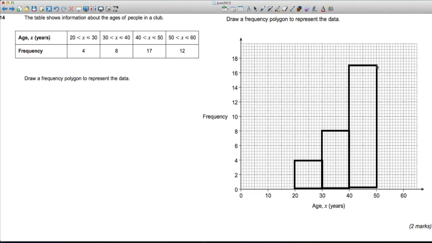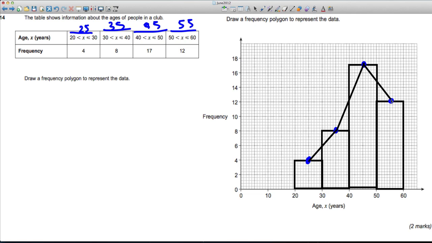Like somewhere like there, right? And we want a frequency of 12 between 50 and 60, so we want a frequency of 12 here. Now, it's not a bar chart. What a frequency polygon does is it matches the midpoint of each interval, i.e. between here and here, it matches 25, 35, 45 and 55 with the frequency. So what it does really is it's a line between the midpoints of each of these. And it's like that, a straight line as well, not a curved line.